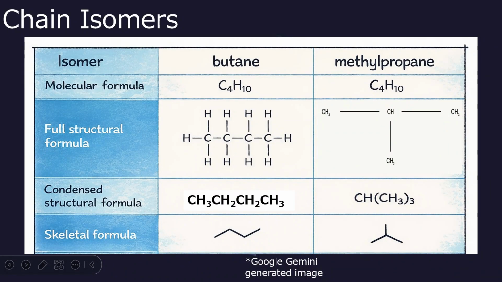Skeletal formula then for butane, zigzag, zig, and methylpropane. You take that one on the far right or on the far left, whatever you want to think about, and chop it and then put it on the central carbon instead. And it looks kind of like this. I don't know what shape that is, but yeah, a different shape in the skeletal formula for methylpropane.